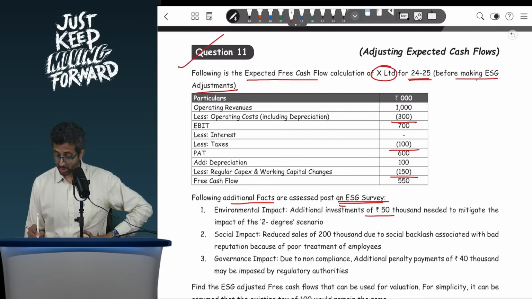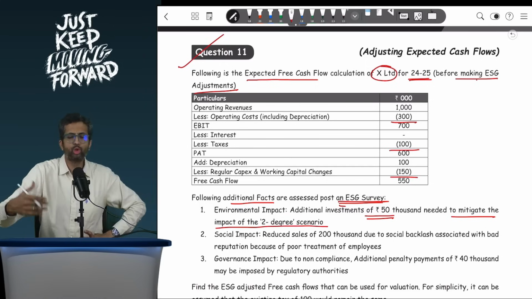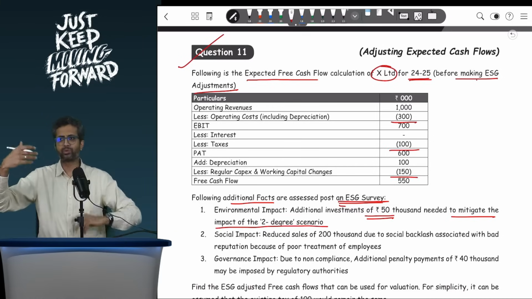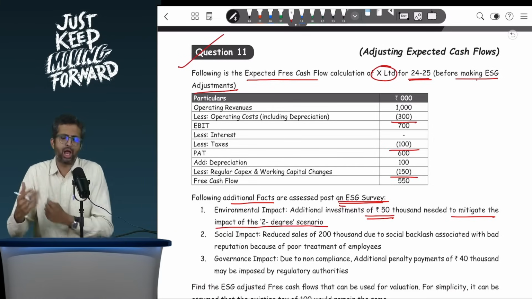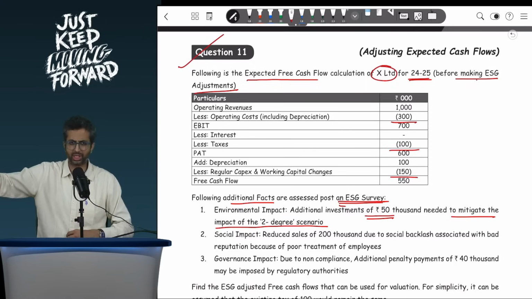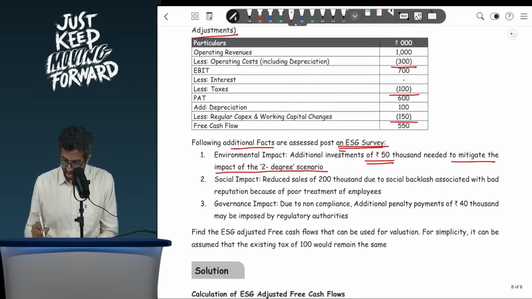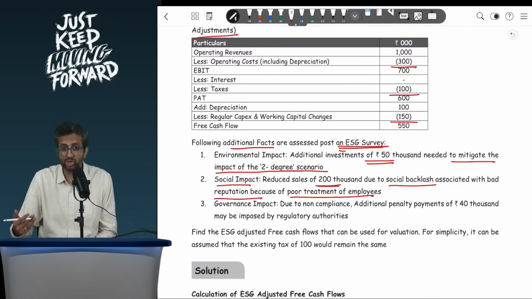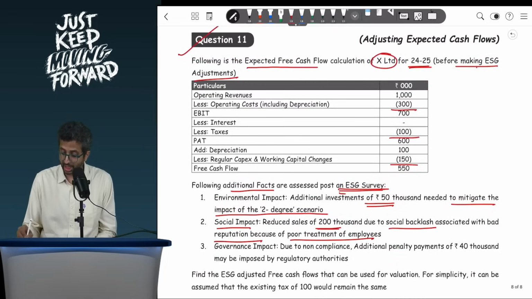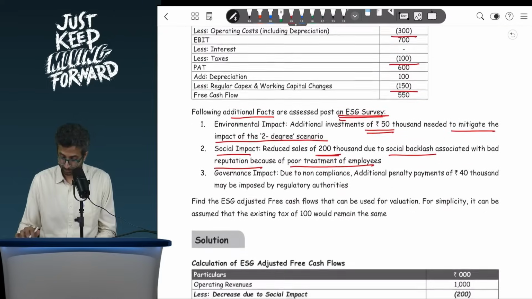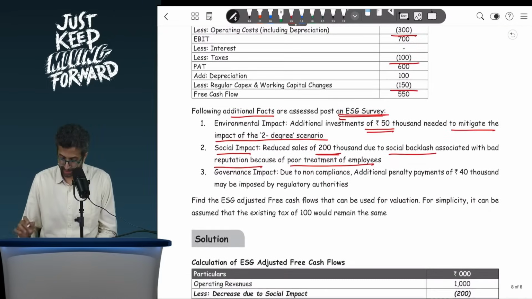Environmental impact, the additional investment of 50,000 will be needed to mitigate the impact of a 2-degree scenario. So if you do something whereby your plant operates at a higher temperature, for example, you will have to incur some additional cost which is worth 50,000. Social impact, reduce sales of 200,000 due to social backlash associated with bad reputation because of poor treatment of employees. So that will push down your revenue by a further 200,000. This is before making any kind of ESG adjustments. So if you make adjustments, the value will be slightly different.